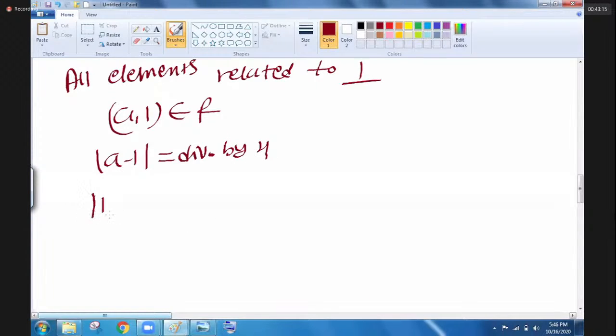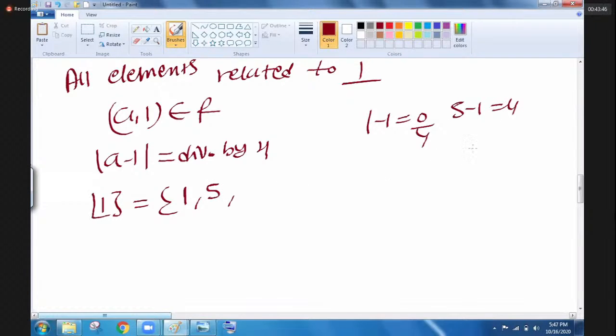So all the elements which are related to 1, I will write it like this. All the ordered pairs. What are the possible values of a here, which are related to 1? Can anybody give me? 1 can be there. a can be 1 because 1 minus 1 is 0, and 0 is divisible by 4. So 1 will be there. 5 can be there because 5 minus 1 will be 4 and 4 is divisible. So 5. Is there any other value? 9. 9 minus 1 is 8 and 8 is divisible. So 9.